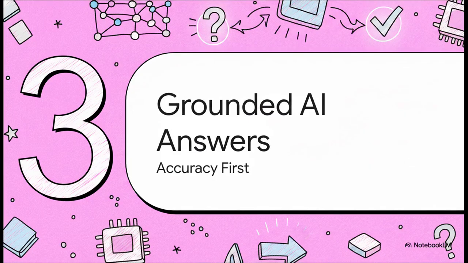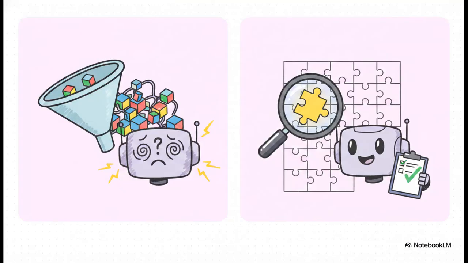Section 3. Grounded AI code answers. It's all about accuracy first. Think about standard LLMs for a second. Usually, you have to dump your entire project into the prompt, which just devours tokens, exposes your source code, and frankly often leads to those frustrating hallucinations where the AI invents functions that literally don't exist.